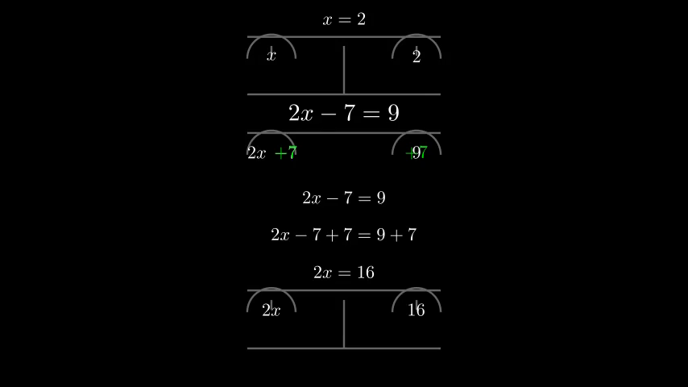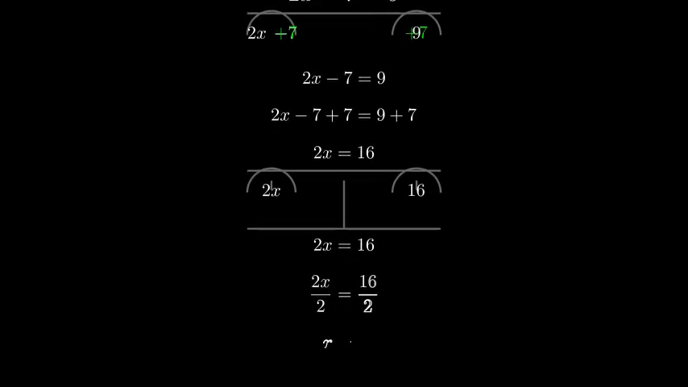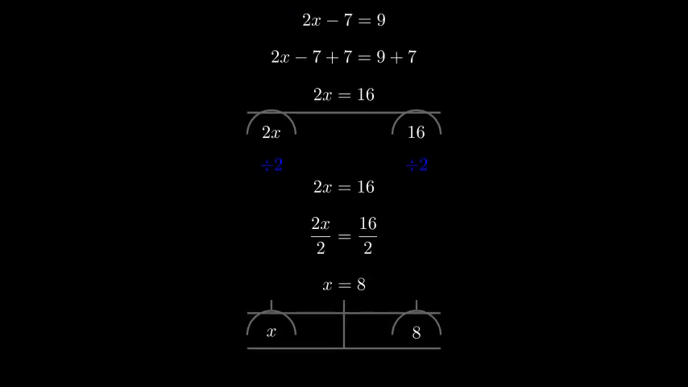Now we need to isolate x. We divide both sides by 2. On the left side, 2x divided by 2 equals x. On the right side, 16 divided by 2 equals 8. So we get x equals 8.